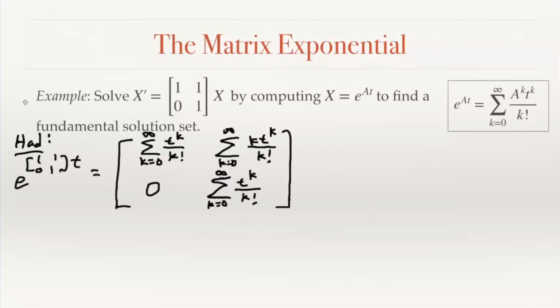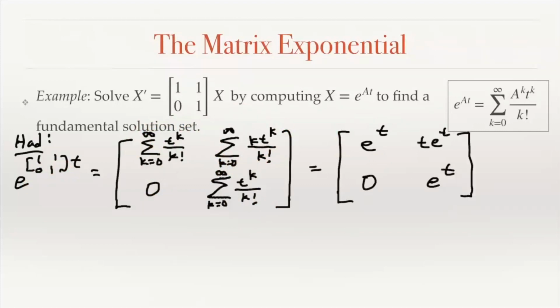So we had that e to the At was this matrix, and we found that this is the same as e to the t up there. That's the Taylor series for e to the t. So is that. And we just found that this is the Taylor series for t e to the t. So this is the matrix exponential. This is what e to the At is, where A is [[1,1],[0,1]].